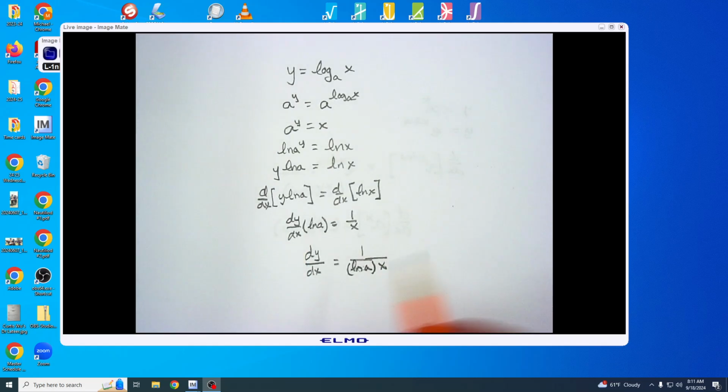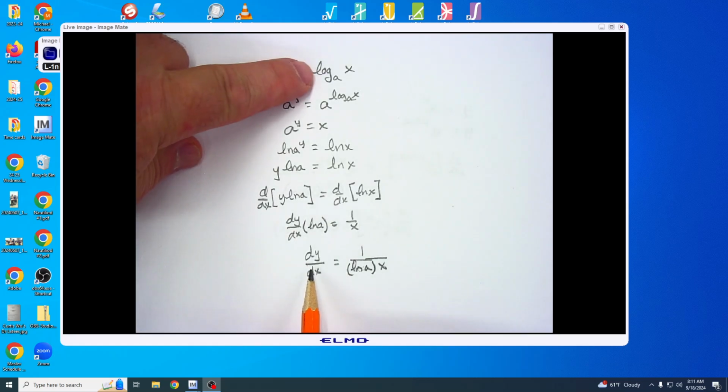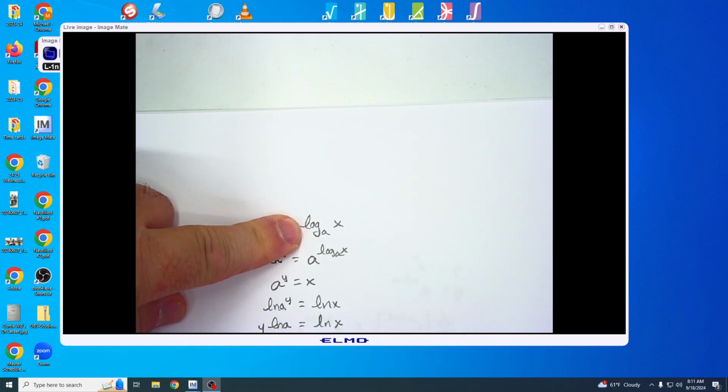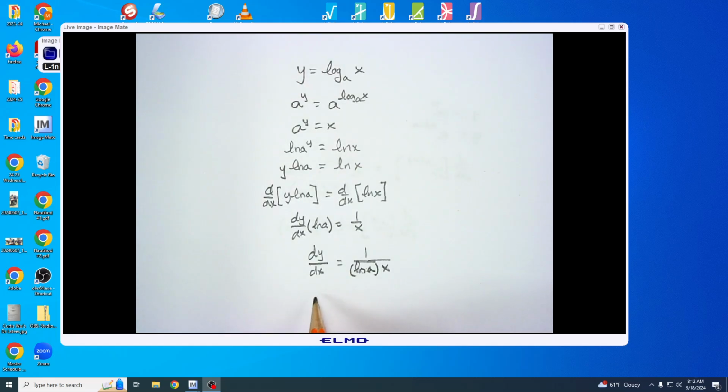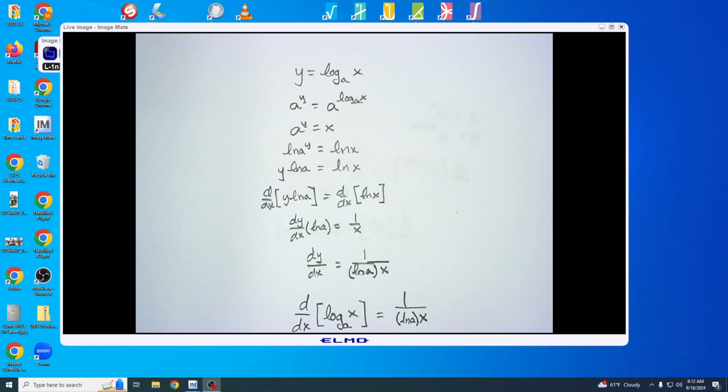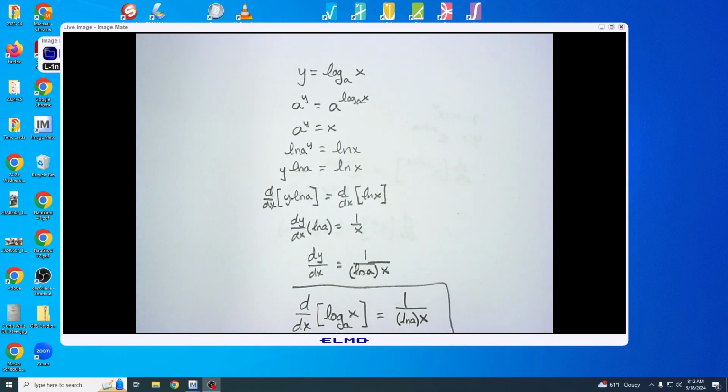Now, when I'm looking at it, this is now my derivative of y, which is what we call the log base a of x. So I can now make my claim that the derivative d dx for log base a of x has to be 1 over, and I'm going to just put this as, the natural log of a times x. And here we have our rule.